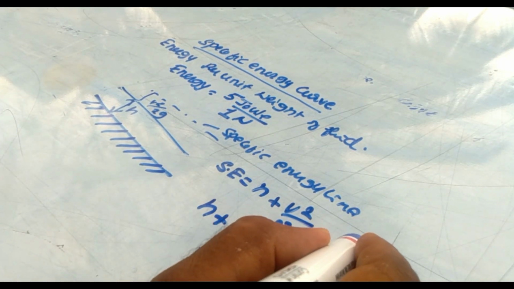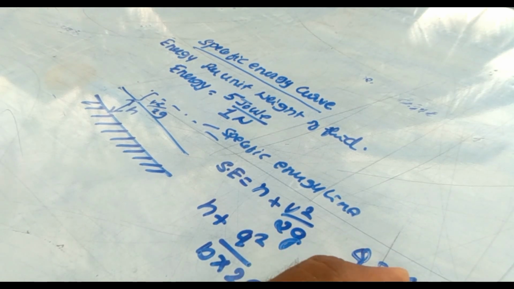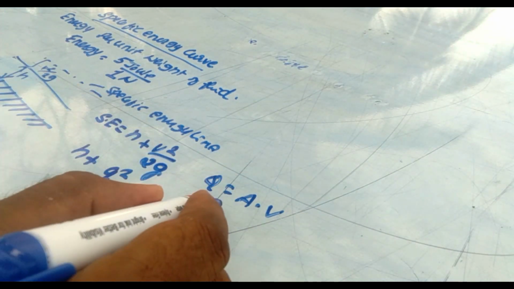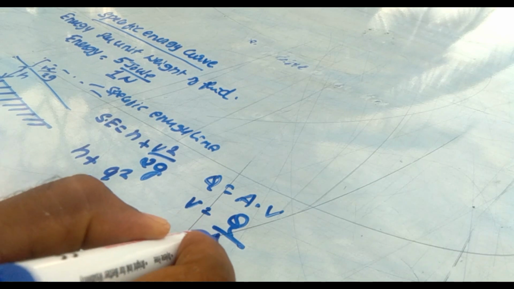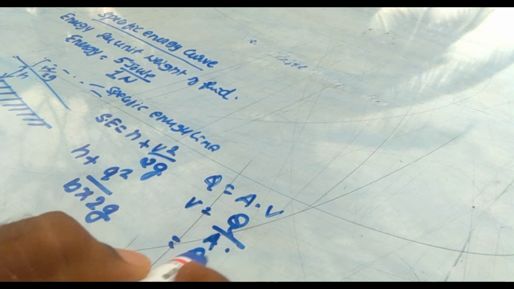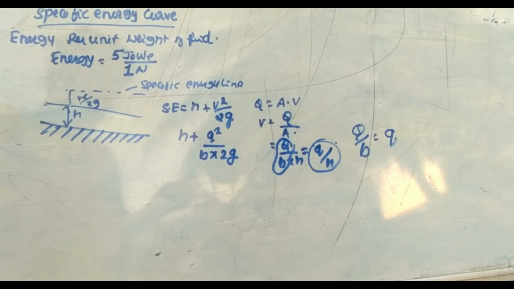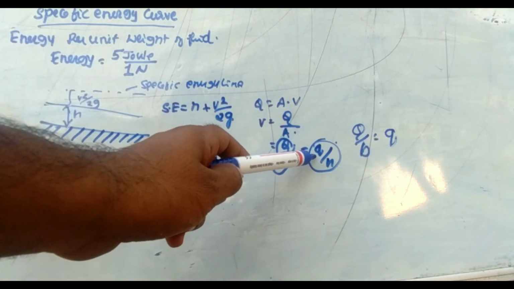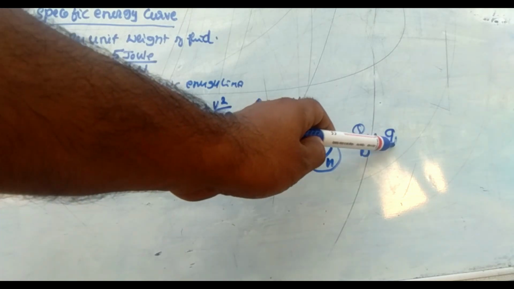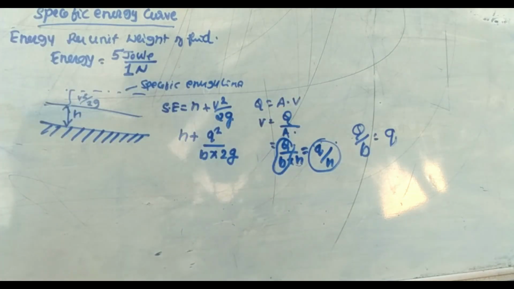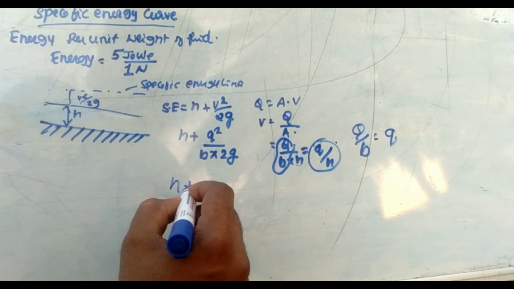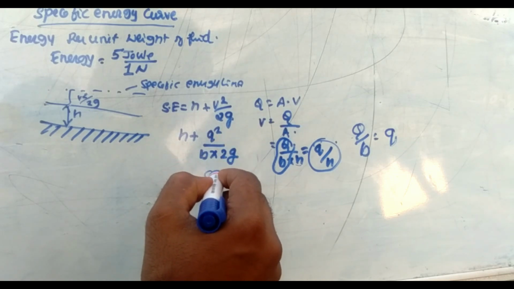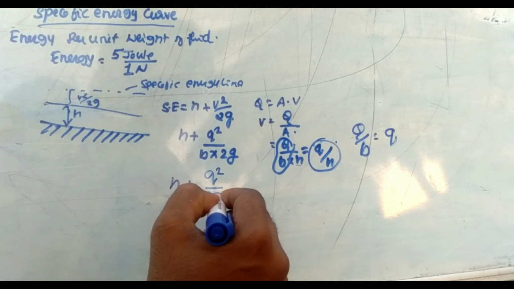Here Q is equal to A into v. So v is equal to Q by A, and A is b into h. So Q by b, we know the discharge per unit width is small q. So it means q by h. So specific energy is h plus small q square by 2g h square.